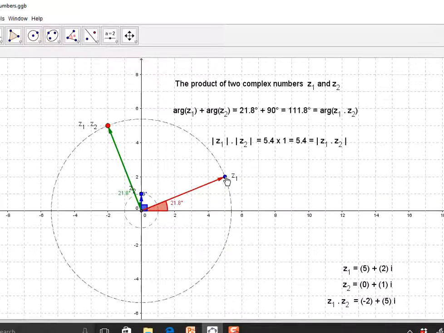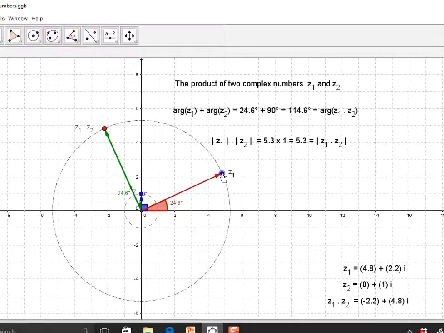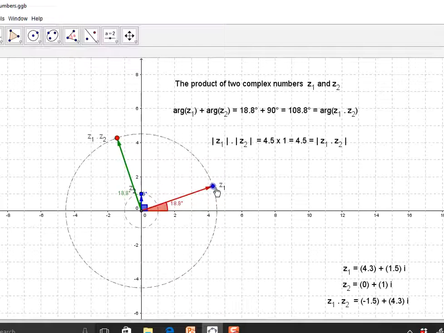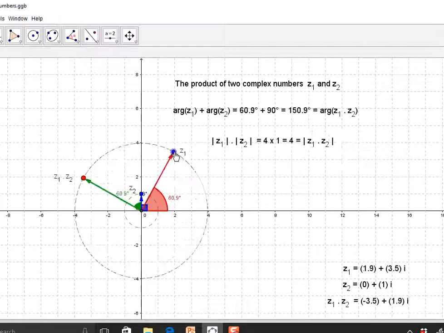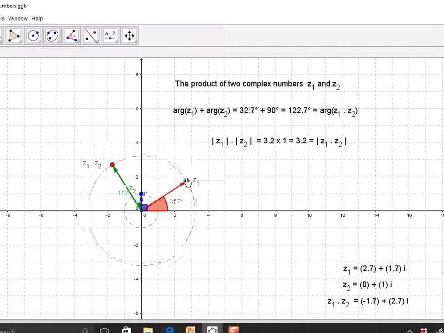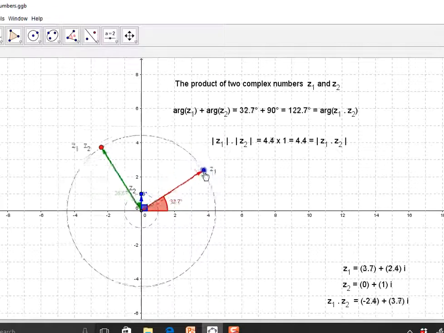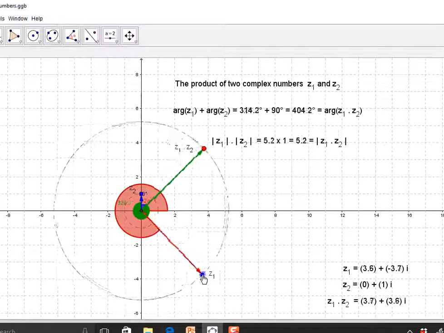So as I move the position of z1, and I'm going to keep multiplying it by i, just have a good look at the resulting vector, complex number z1 times z2. And you can see no matter where I put z1, when I multiply by i I always get a 90-degree anti-clockwise rotation.